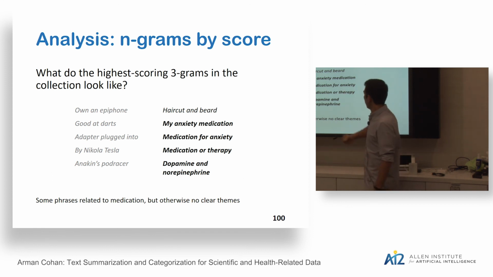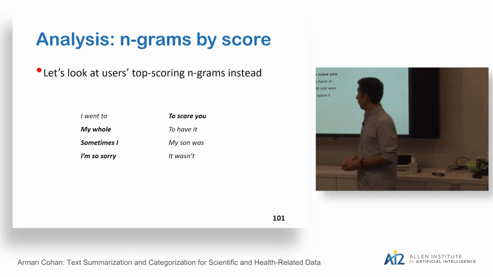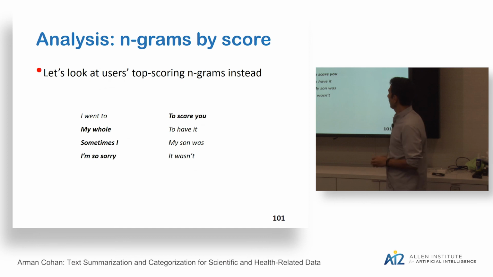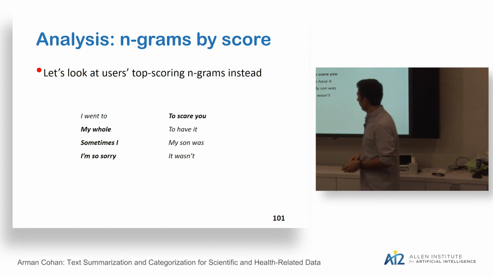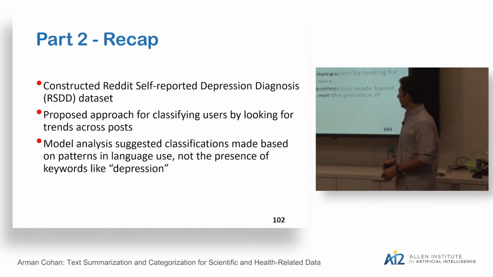So we also removed everything that is about medication, therapy, anxiety, and so on. But our F1 score only dropped by 1%. This shows that our model is robust to keywords, and it's able to pick up language. If you look at the users' top scoring n-grams instead, you can see that some patterns show up that are about general usage of the language, and you can imagine they can be followed by some negative sentiment. For example, "my whole" can be "my whole life, blah, blah," and so on. So this makes sense.